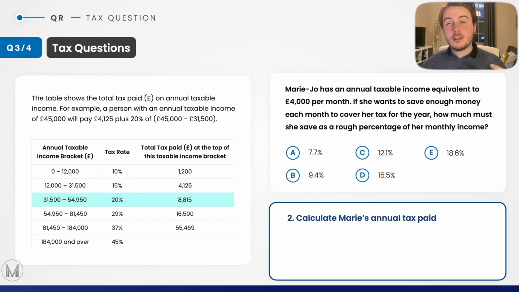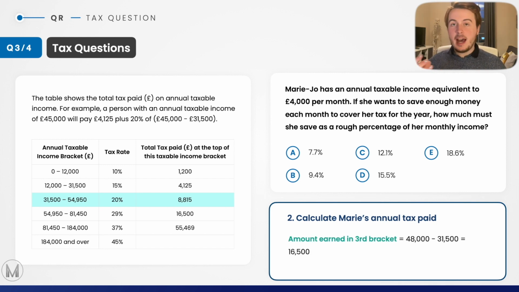So she lies within the third tax bracket for this table. So that means that we're going to have to take the tax from the first bracket and the second bracket and then work out how much is in the third bracket. So in terms of how much of our income falls into the third bracket, the upper limit of the second bracket is 31,500. So 48,000 minus that 31,500 is going to give us 16,500 of income that is within that third bracket.